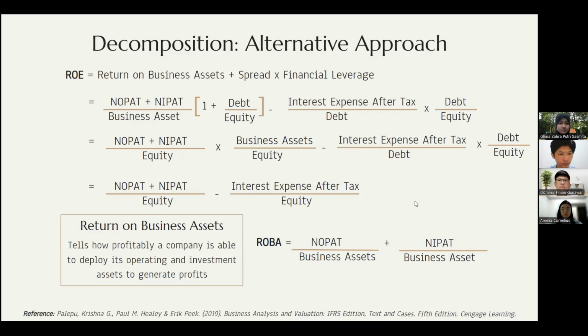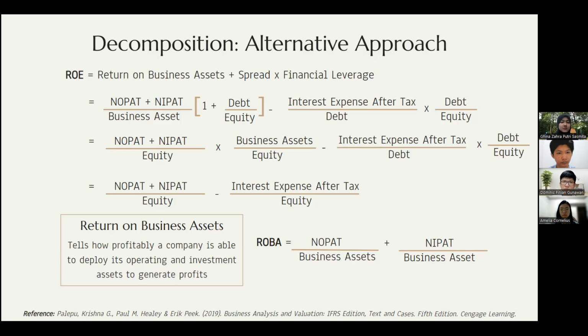The next one is the decomposition alternative approach, where here we use the ROBA, or return on business asset, the spread, and the financial leverage. In this decomposition, we could distinguish the operating and the investment function of the company. We need to note here that ROBA tells how profitably a company is able to deploy its operating and investment asset to generate profits.